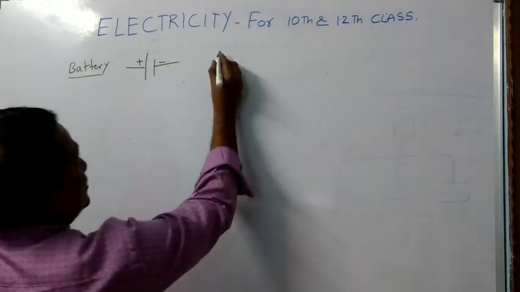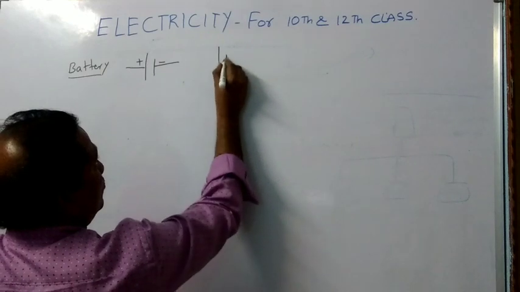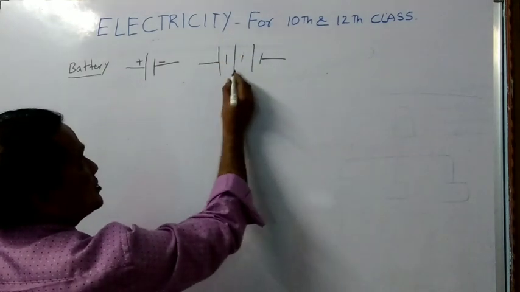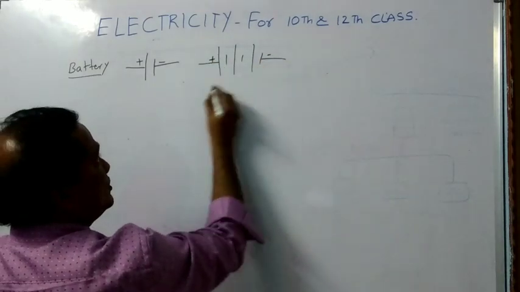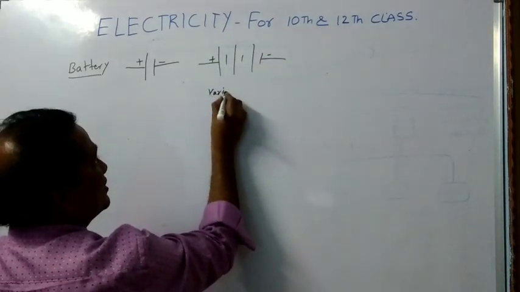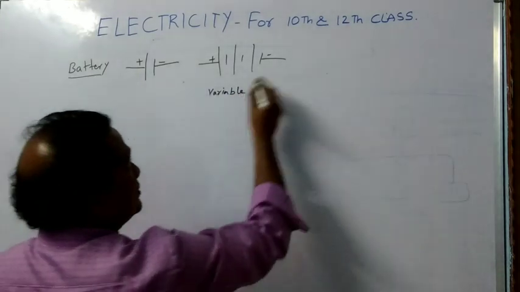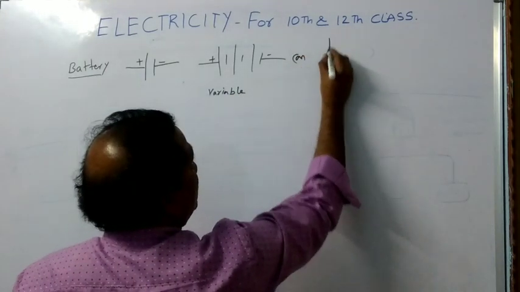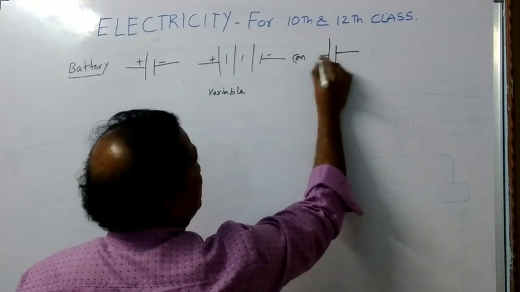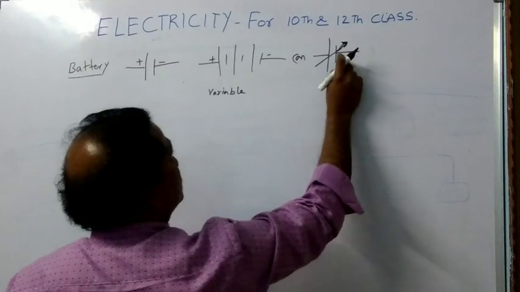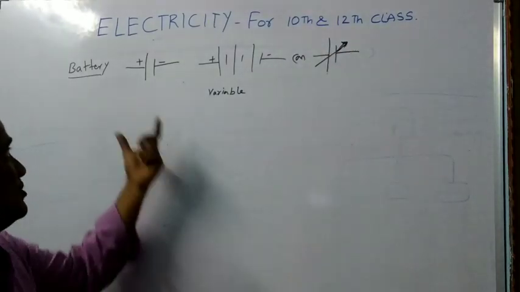If the battery is like this, 1 2 3, a combination of so many batteries, positive and negative, we can call this a variable battery. That means we can change the potential. You can also draw the diagram for the variable battery like this, by keeping an arrow mark here. This also indicates the variable battery type. So this is the symbol for the battery.